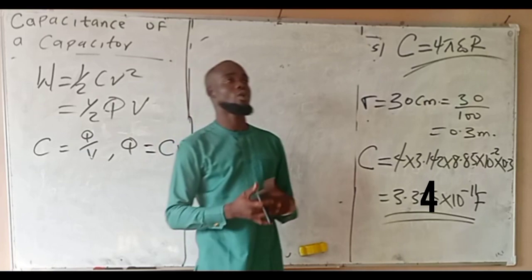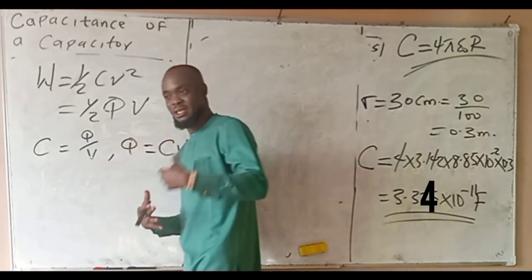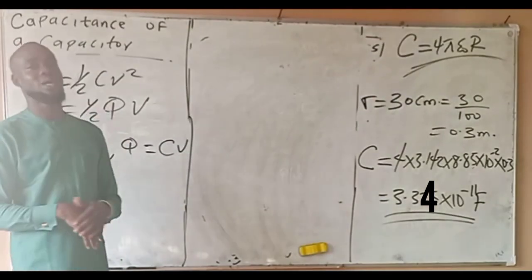Combination of capacitors. Let's say we have one, two, three or more than one capacitors in a circuit. How do you combine them together?